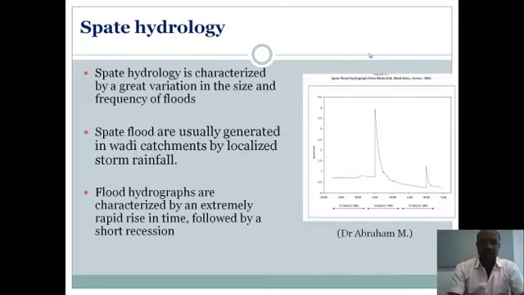The characteristics that we have talked about for those ephemeral and intermittent flows are greater variation in size and frequency, and they are generally generated in wadi catchments by localized storm rainfall. Spate hydrology is basically characterized by an extremely rapid rise in time, followed by a shortened recession.